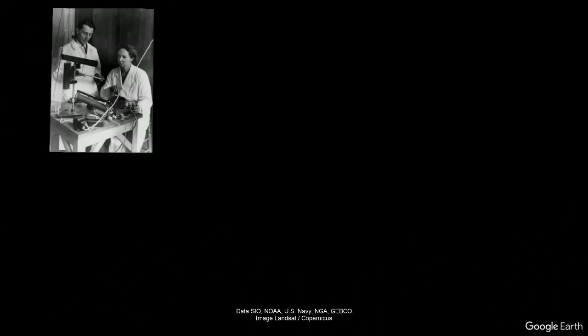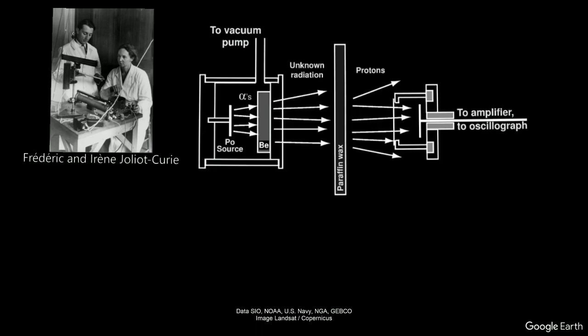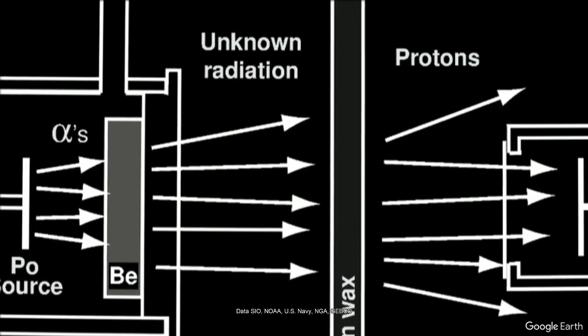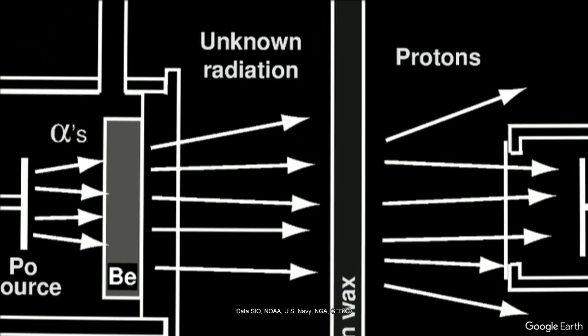In 1932, French physicists Frédéric and Irène Joliot-Curie bombarded beryllium with alpha particles and observed that an unknown radiation was released that in turn ejected protons from the nuclei of various substances, in this case a paraffin wax target. They also found that these protons recoiled with very high velocity.